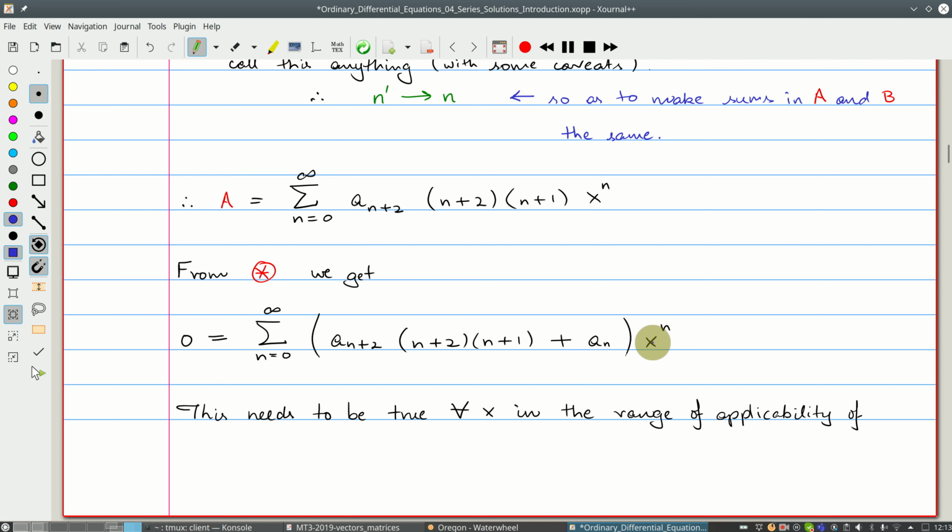Now the x to the n's here are a set of linearly independent functions, and you can show this for a given finite set of x to the n's by using the Wronskian.